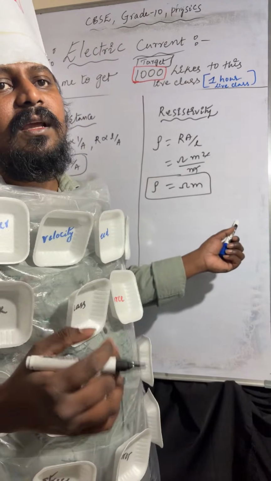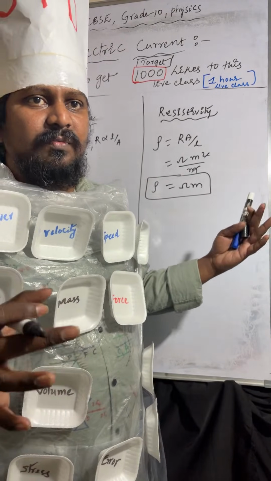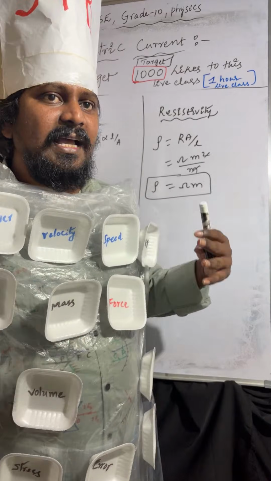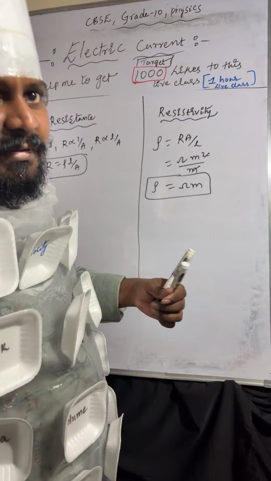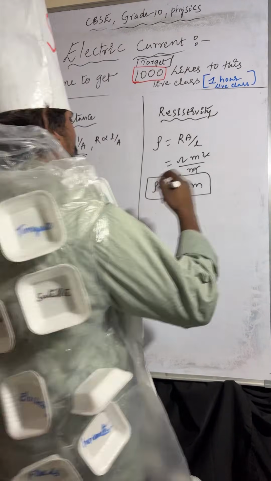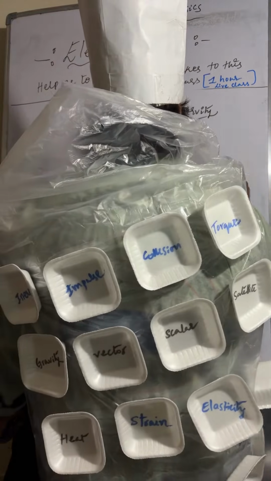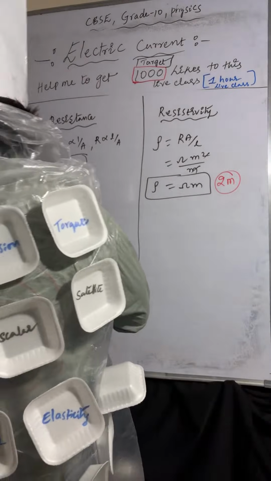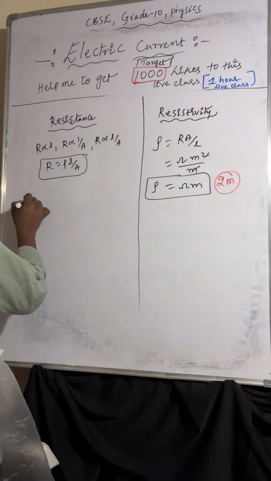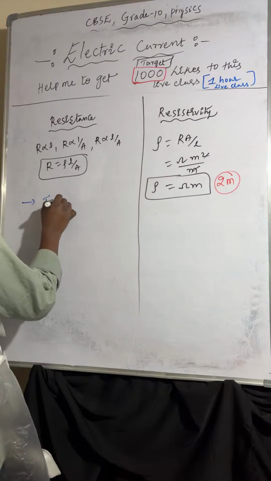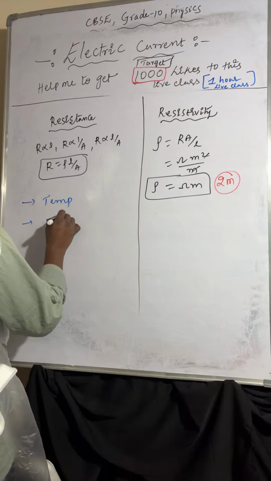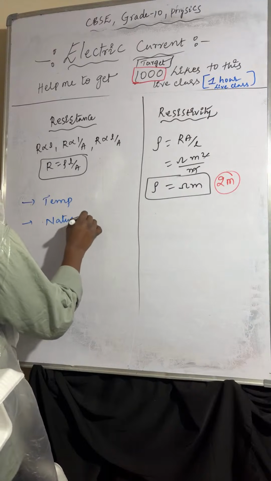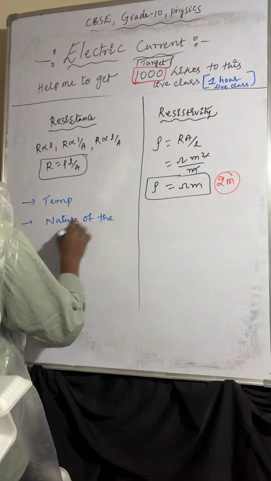Very, very important: the SI unit of resistivity is ohm meter. They will ask this in the exam for a 2 marks question. Understood? Resistance depends on temperature and on the nature of the material.